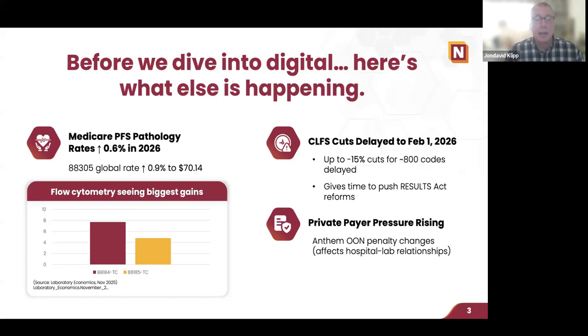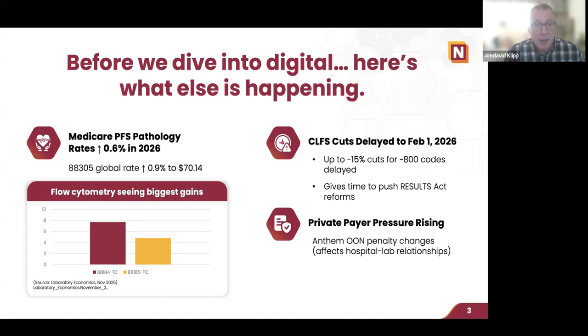One note is that there had been efforts to include an inflation update, which would have increased Medicare rates for physician services, including pathology. But those efforts failed, and ultimately there was no inflation update included in the 2026 physician fee schedule. So overall, we've got a 0.6% increase for Medicare pathology rates.